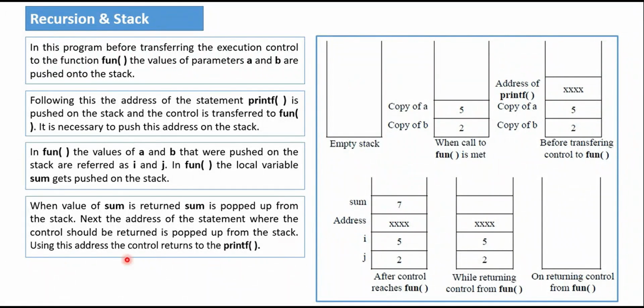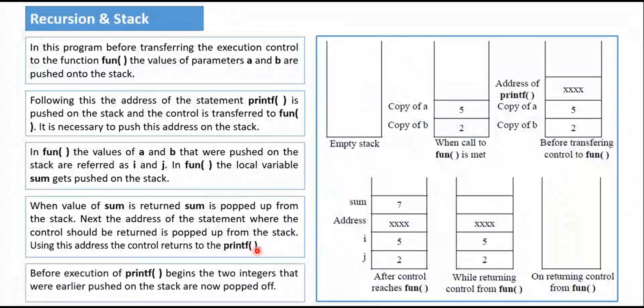Now using this address, the control returns to the printf statement, and before execution of printf, the 2 integers that were earlier pushed onto the stack, a and b, are now popped off. So after returning the control from the function, the printf statement is executed and all the data has been popped from the stack, and at the end the stack becomes empty once again.